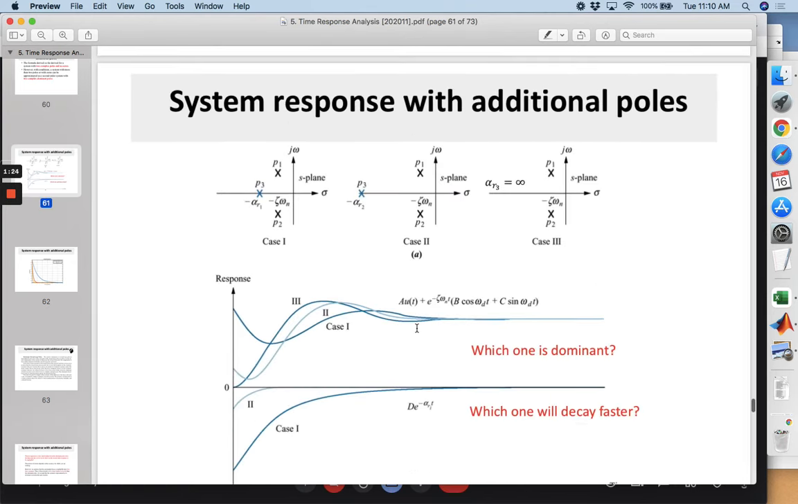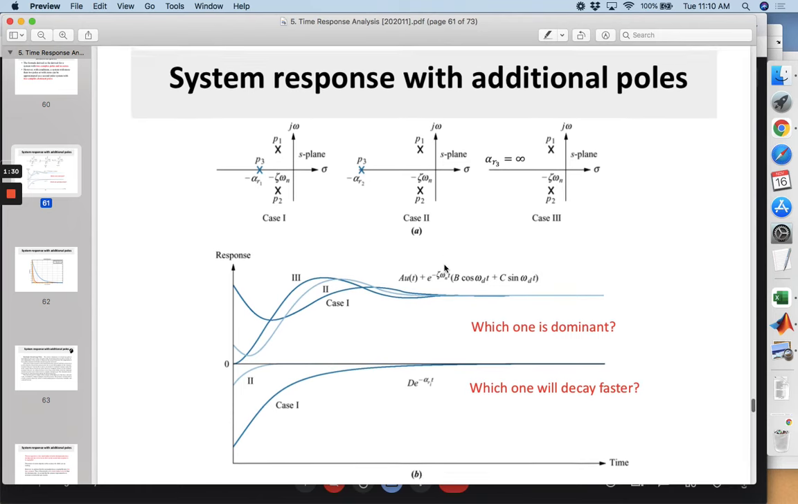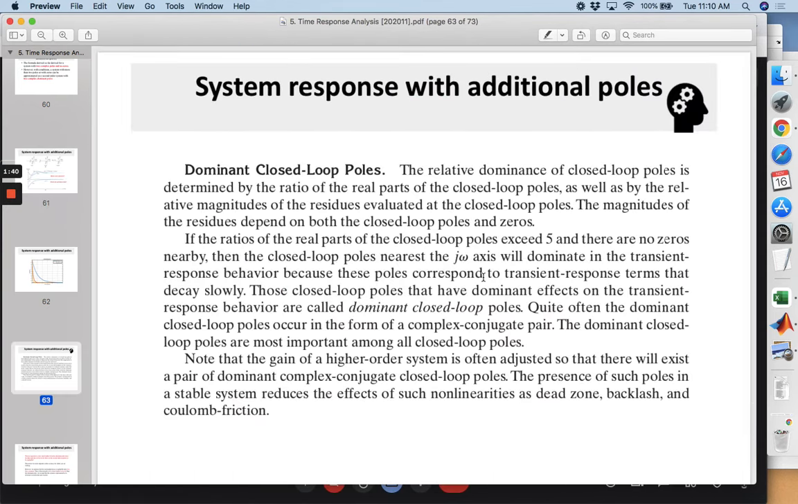So basically what we want to see is the system with a higher order, which is a third order, fourth order, and so on. First things first, what are the dominant closed loop poles? The relative dominance of closed loop poles is determined by the ratio of the real parts of the closed loop poles, as well as the relative magnitudes of the residue evaluated at the closed loop poles.